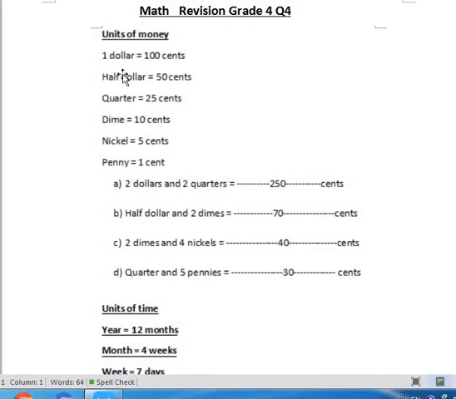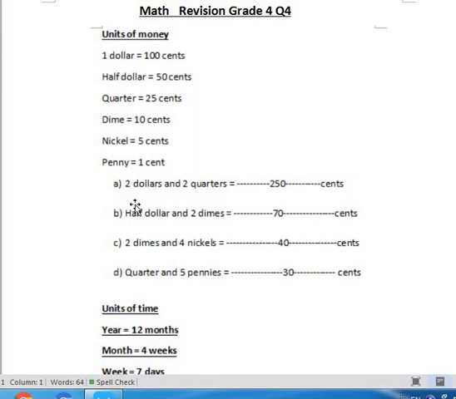We have here in the United States the currency of money. $1 equals 100 cents. Half dollar equals 50 cents. 1 quarter equals 25 cents. 1 dime equals 10 cents. 1 nickel equals 5 cents. 1 penny equals 1 cent.